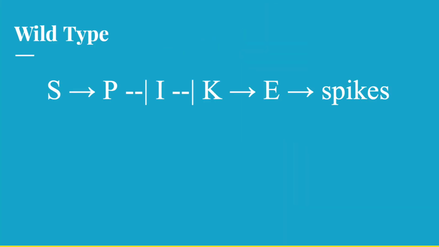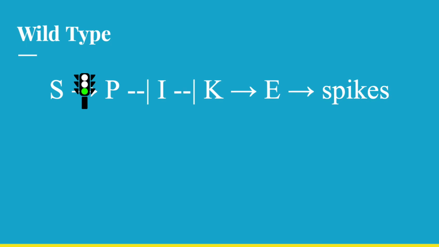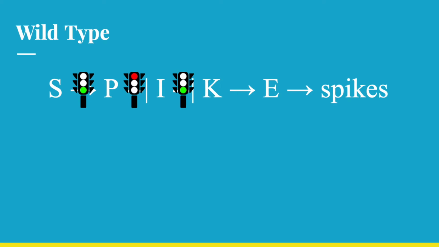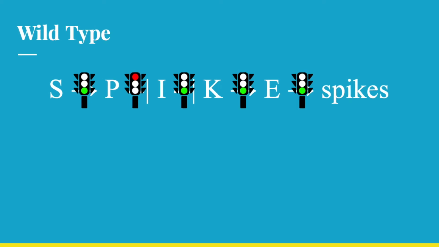For the given wild type, all factors play a role in whether or not spikes are produced. First, we start with S. S is effective in producing P, which in turn blocks I. Because I is blocked, it cannot do its job in blocking K because it is not present. Therefore, K is present and effective in producing E, which is the key component in whether or not spikes are produced. In this case, they are.